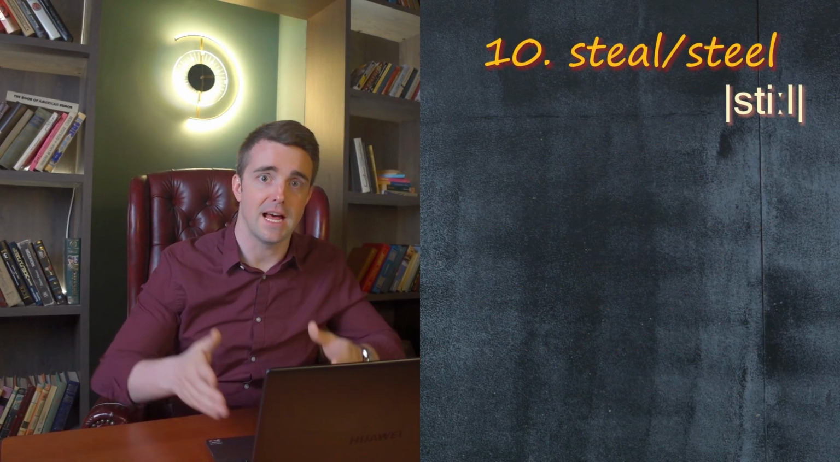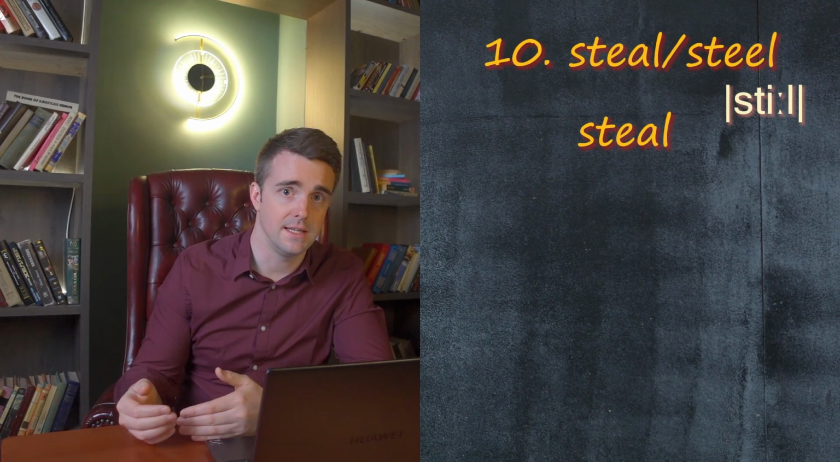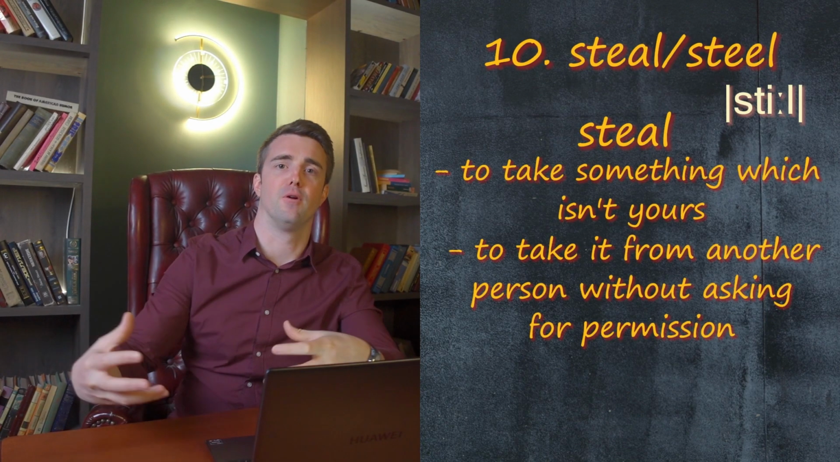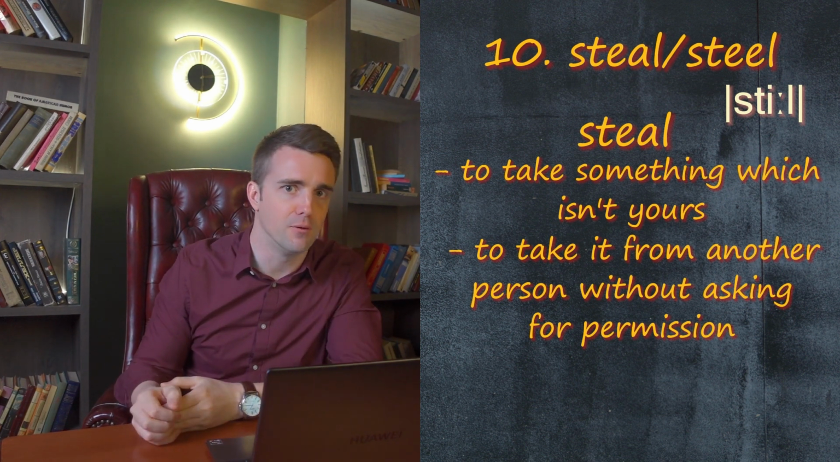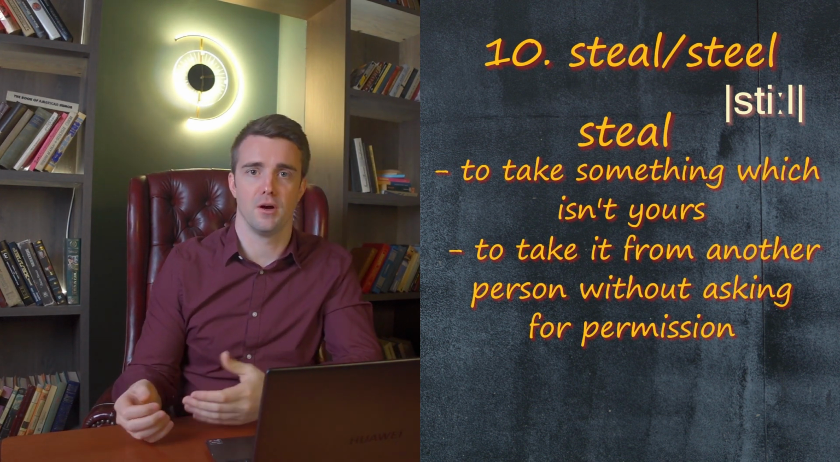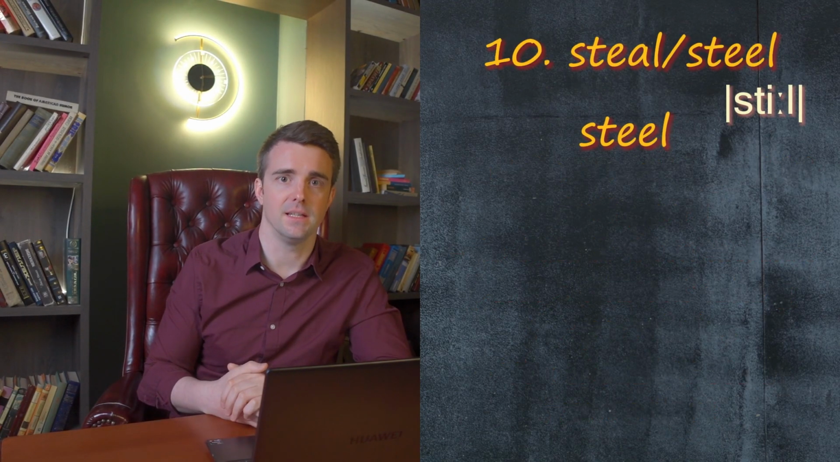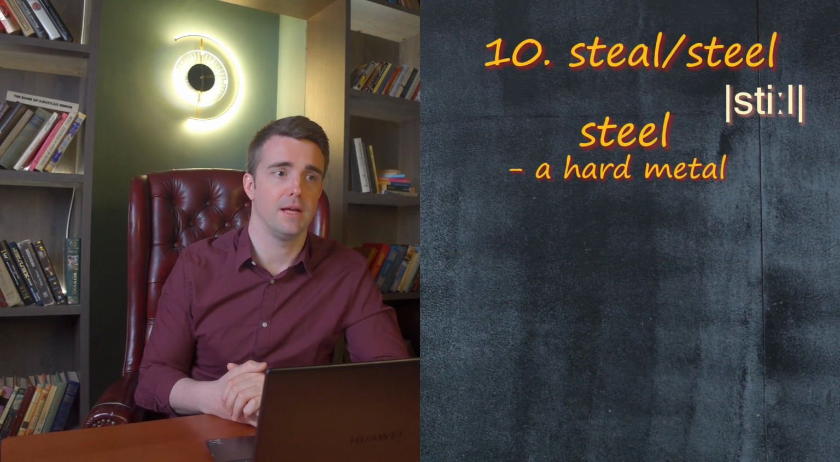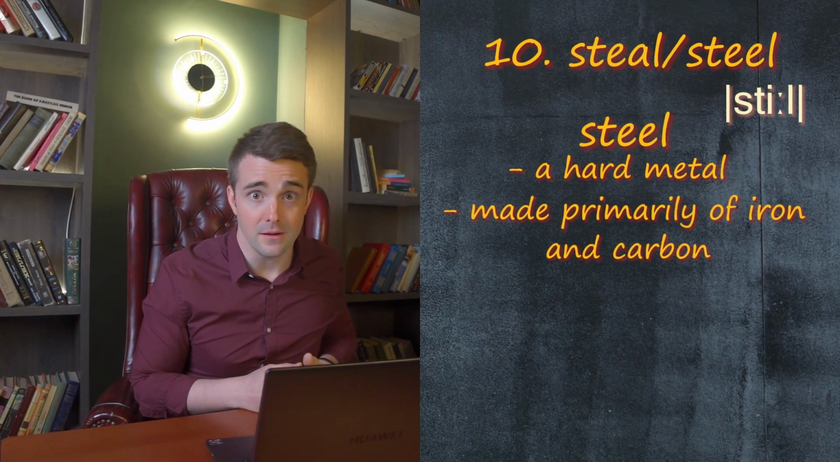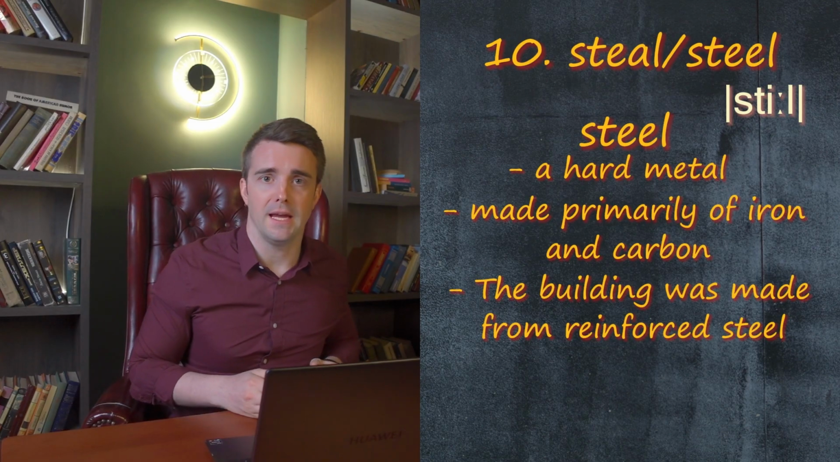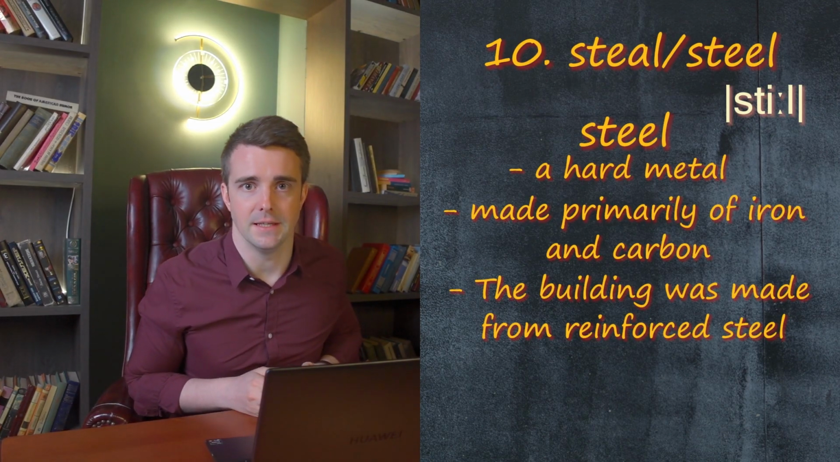Then we have steal and steel. Steal is to take something which isn't yours, to take it from another person without asking for permission. So for example, you shouldn't steal from others. And steel is a hard metal made primarily of iron and carbon. Let's use it in a sentence. The building was made from reinforced steel.